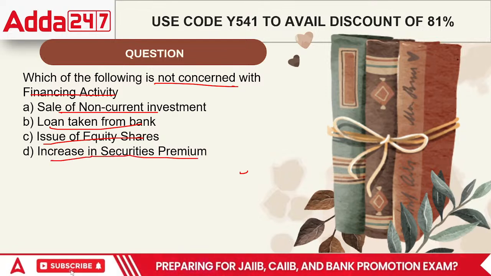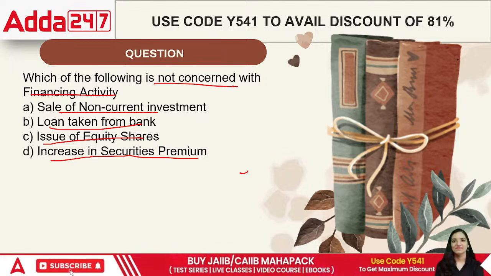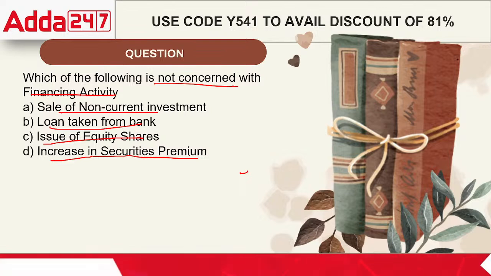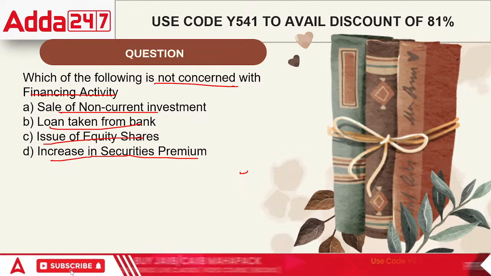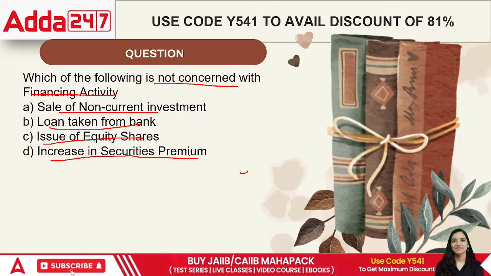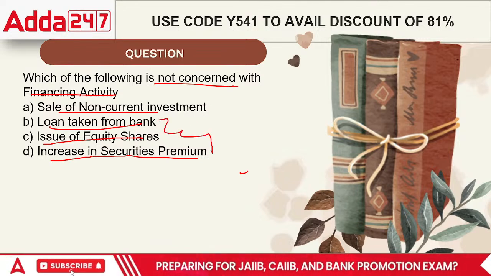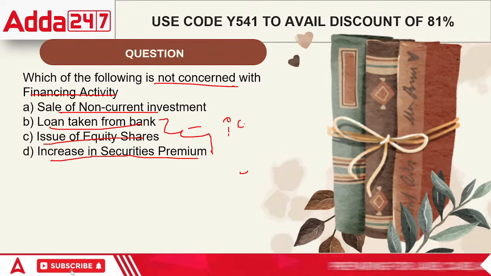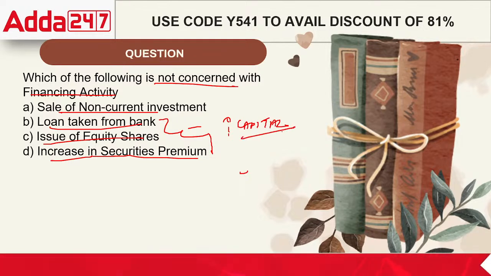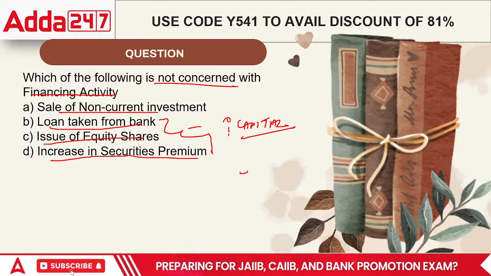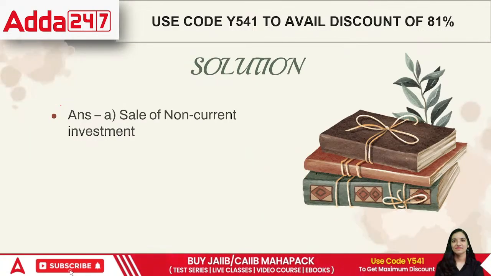See, the point is, if I take a loan, I am trying to take money from other people and then I get finances for the business. Issuing equity shares is also a part of it, and the next is increase in the security premium. All these last three are where we are trying to increase our capital, while the sale of non-current investments is part of the normal working.